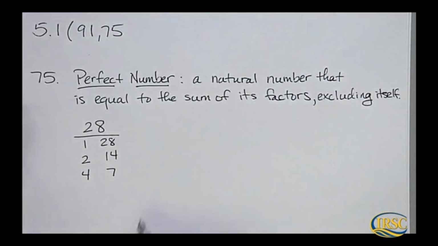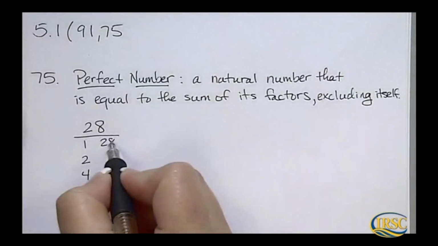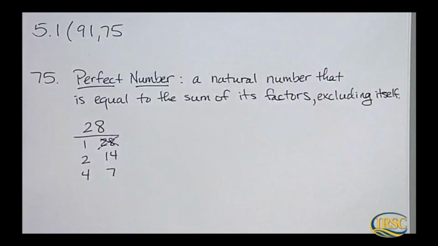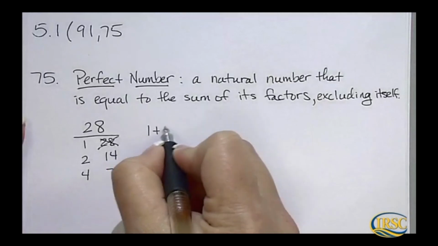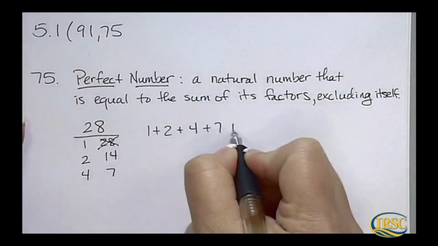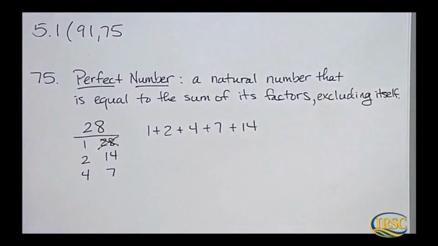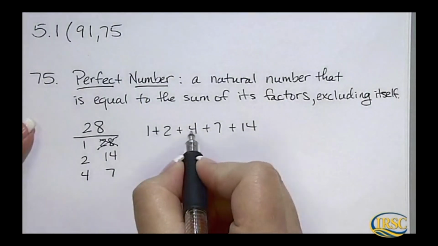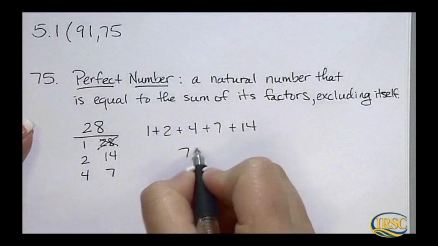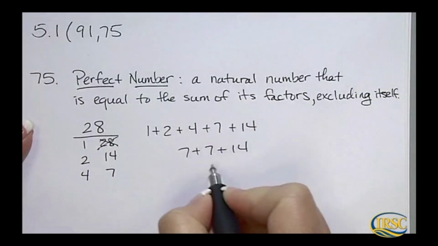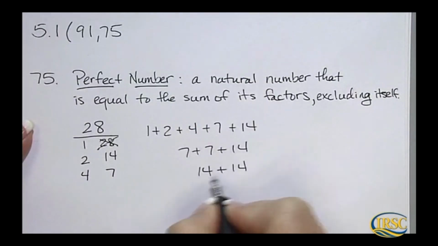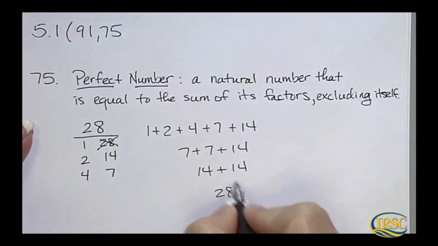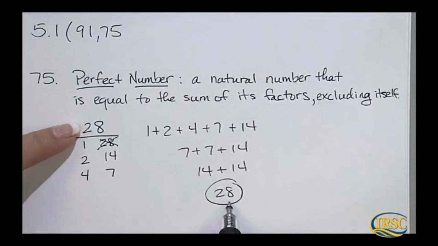Now, if I add up all of the factors excluding itself, so I'm not going to include 28, I want to add 1 plus 2 plus 4 plus 7 plus 14. So then here I've got 3 plus 4, which is 7. 7 plus 7 is 14. And 14 plus 14 is 28. So the sum of the factors excluding itself did equal 28. And so therefore it is a perfect number.